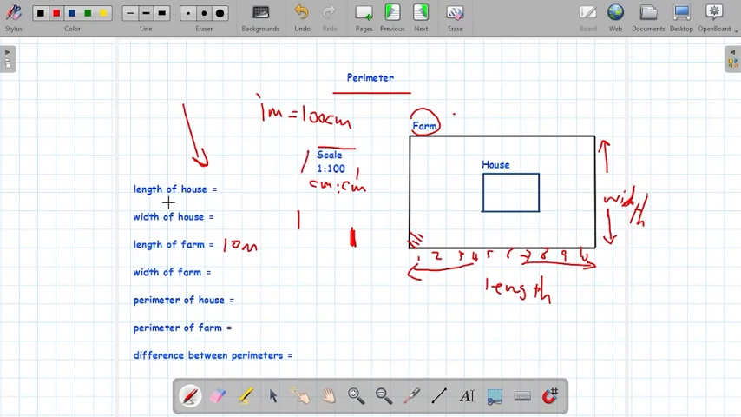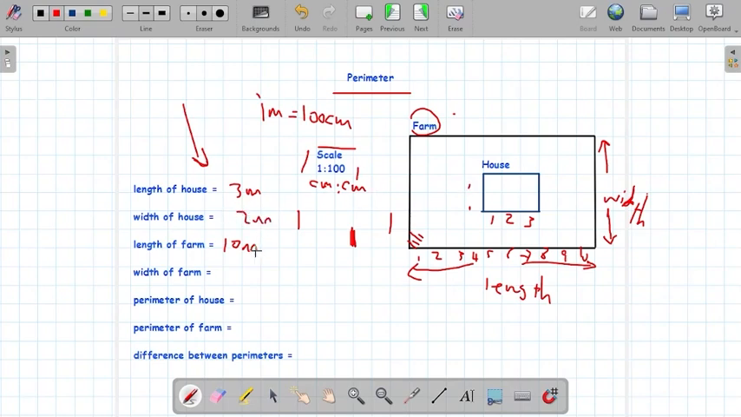Now let's see the length of the house. The length of the house has 3 squares, so it will be 1 meter, 2 meters, 3 meters. So the house has 3 meters. Of course, there is no house with a 3 meter length, but we are just explaining how to answer questions related to scale. So you need to convert into the real dimension. This is 1 centimeter, but in real life it represents 1 meter because of this scale. So what's the width of the house? It will be 1, 2. It means that it's a width of 2 meters.